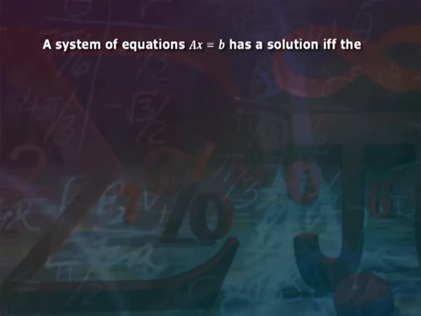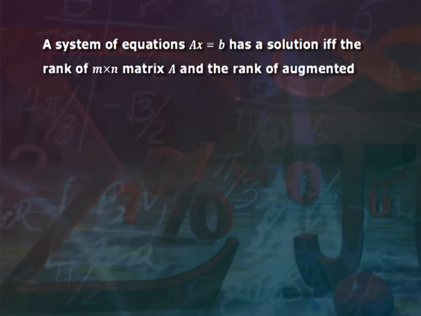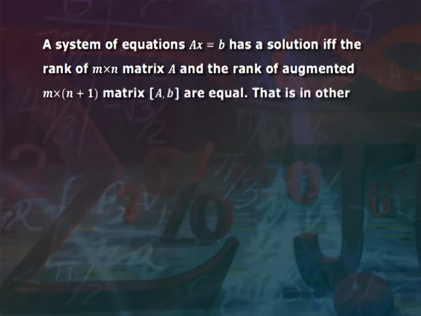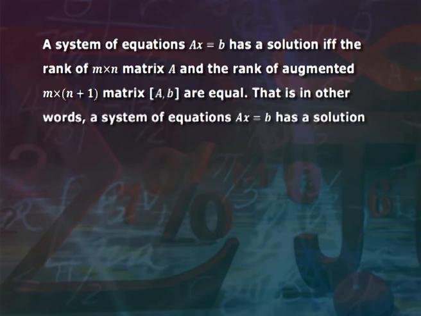We also wish to inform a nice result, which means that a system of equations Ax equal to b has a solution if and only if the rank of the m by n matrix A and the rank of the augmented m by n plus 1 matrix (A, b) are equal. In other words, a system of equations Ax equal to b has a solution if and only if rank of A is equal to rank of (A, b).